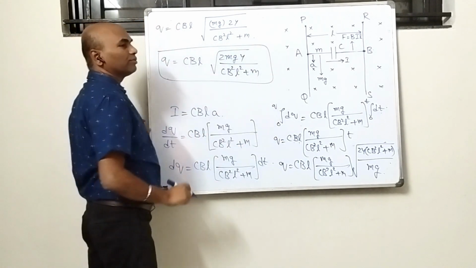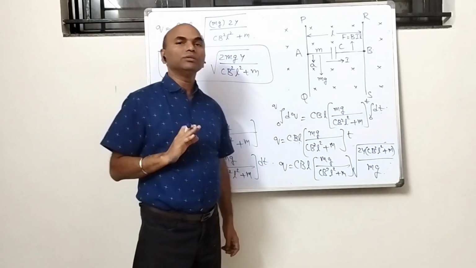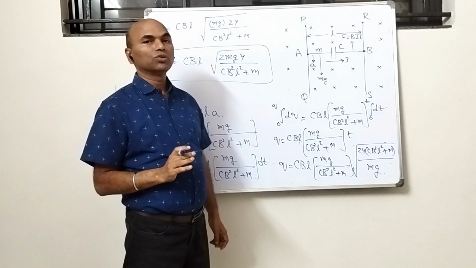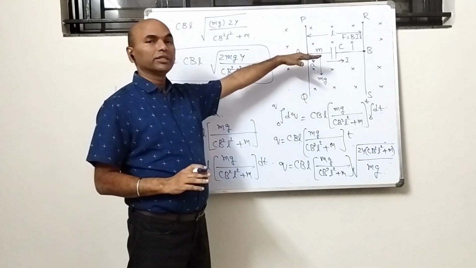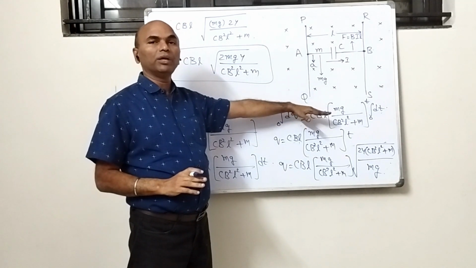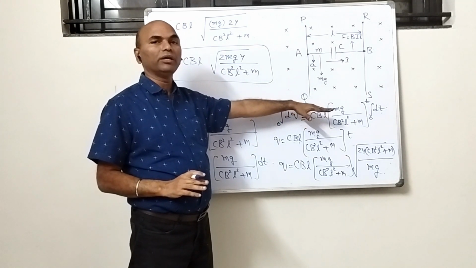So we have now got the last part of the question, where it was asked to obtain the charge on the capacitor as a function of the displacement of the wire AB vertically, which was denoted by y.